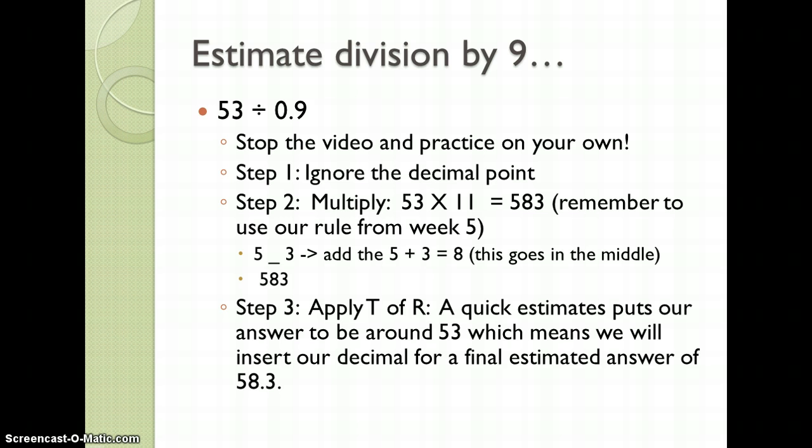Step 3, apply the test of reasonableness. A quick estimate puts our answer to be around 53, which means we'll insert our decimal for a final estimated answer of 58.3. The true answer is about 58.89 when rounded.